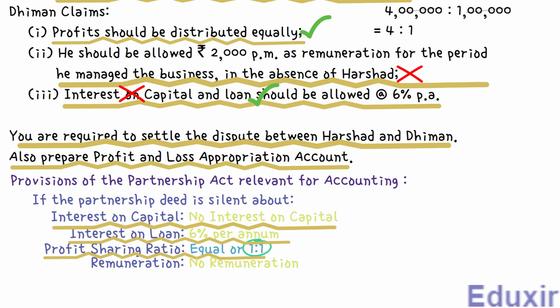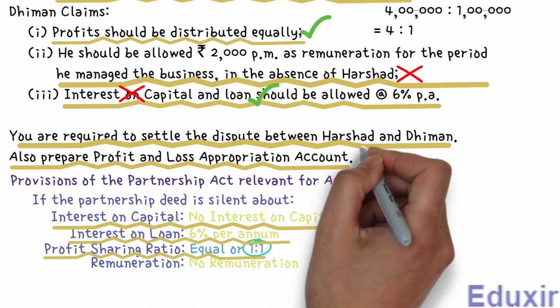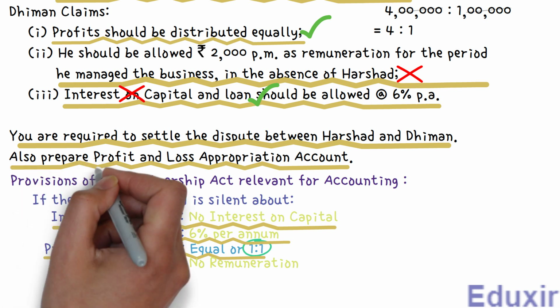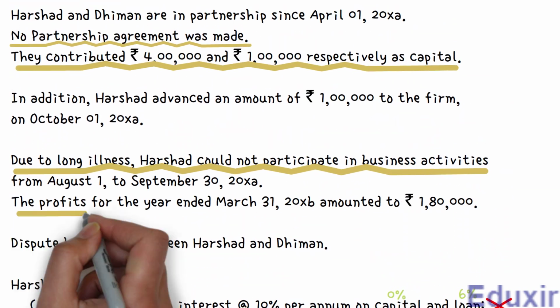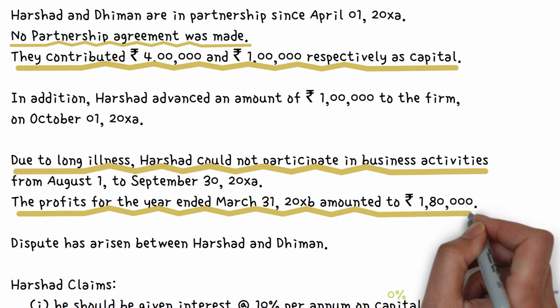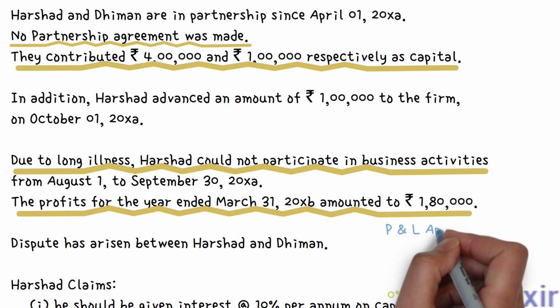So with that, we are done with that part of the problem which requires us to settle the dispute between partners Harshad and Dhiman. Let's now proceed with the next part, wherein we have to prepare the profit and loss appropriation account. It's given in the problem that the profit earned by the business at the end of the accounting period is 1,80,000 rupees. As we are aware, the profit made by the business is nothing but a credit balance in the profit and loss account. So for distributing the profits among the partners, we should first transfer this profit to the profit and loss appropriation account.